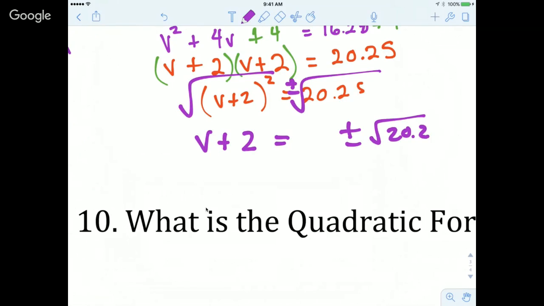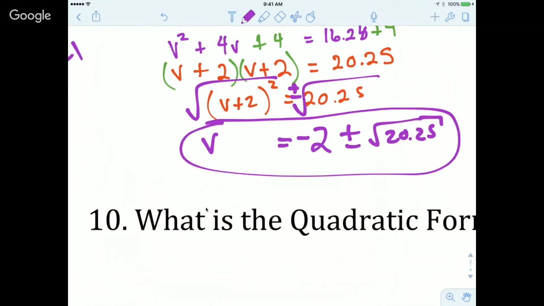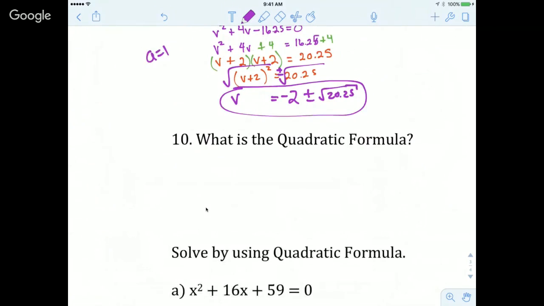You can actually calculate that out as a decimal, or you can leave it that way. That's fine with me. And the opposite of adding 2 is subtracting, so this is going to be negative 2 over here. That is your answer. And if you had done the quadratic equation, negative b plus or minus the square root of b squared minus 4ac all over 2a, you would have got the exact same thing.